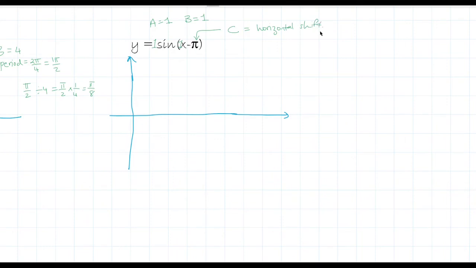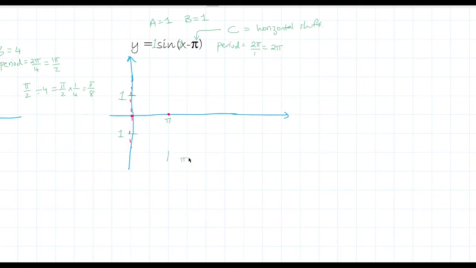So what this tells us is, instead of starting our point at 0, we're going to start our point at pi. So now let's put in this information. Our amplitude is 1, and our period is going to be 2 pi over b, which is 1, so over 1, which is just 2 pi.